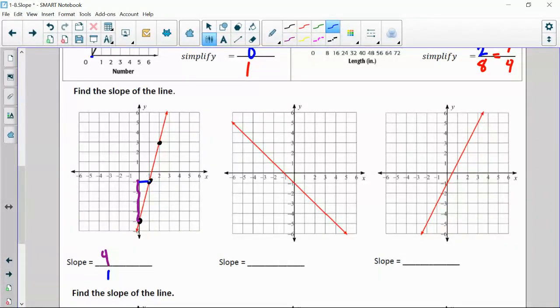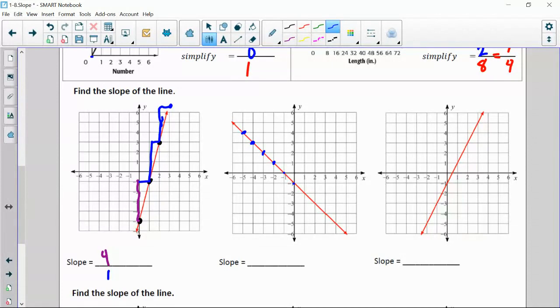And it does the same thing each time. You go up 4, over 1. Up 4, and over 1. I can predict that there's probably a point right there. All right, now here we have another one that goes diagonally through each square. So we have a bunch that we could choose from.